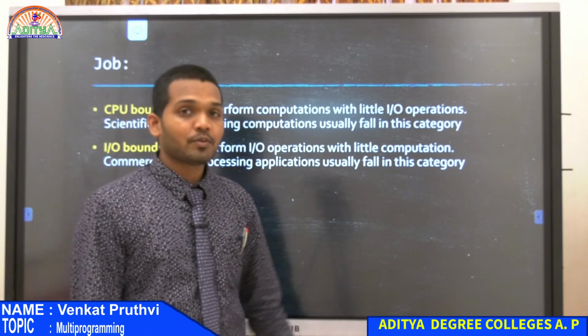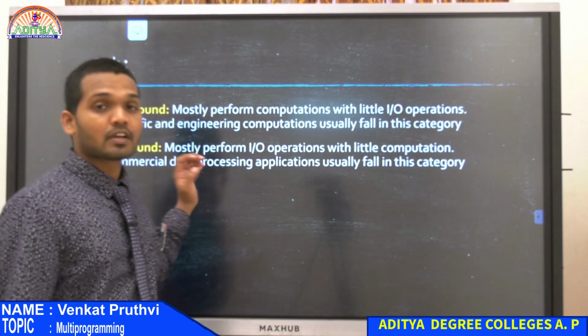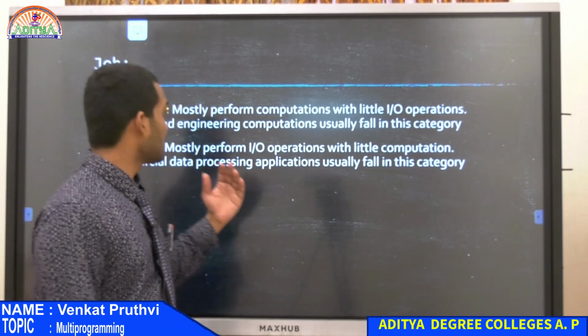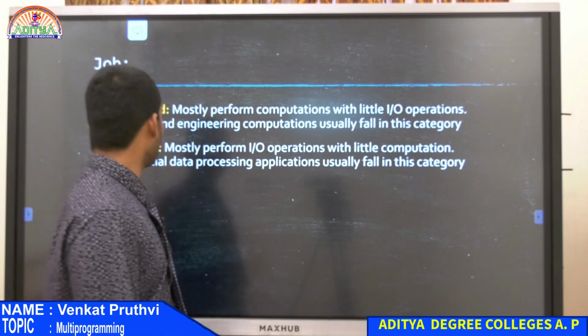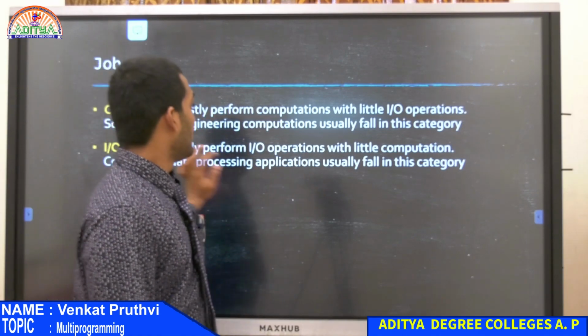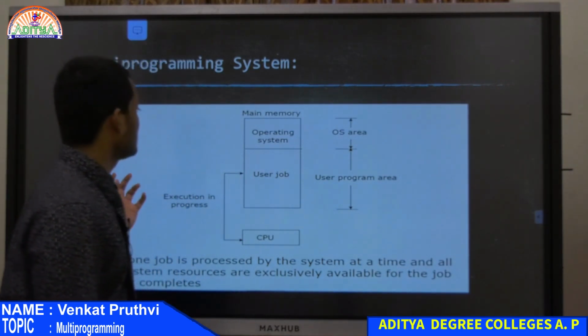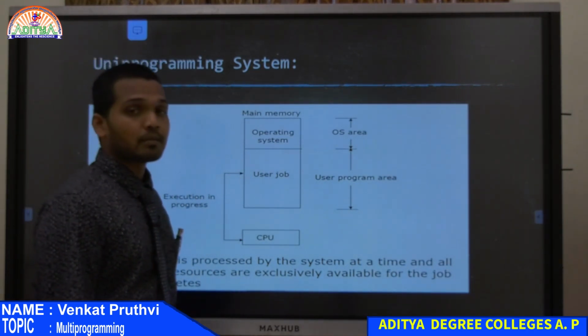In the morning class we were discussing different kinds of job scheduling and the different types of jobs we can have. One was CPU bound and the other was input output bound. After that we stopped at this slide where I was trying to explain the uniprogramming system.